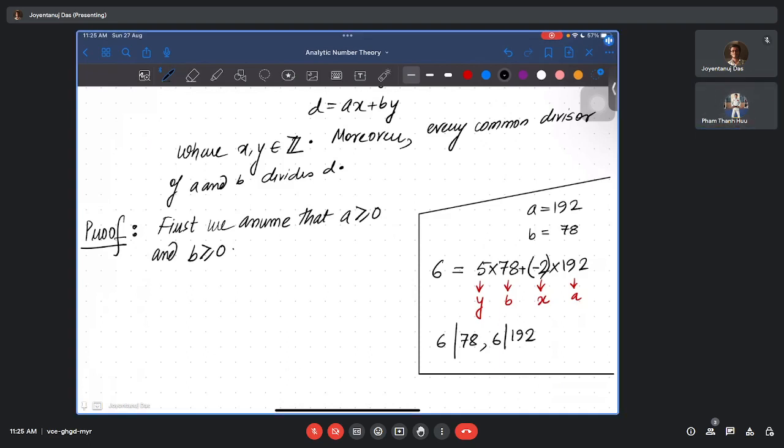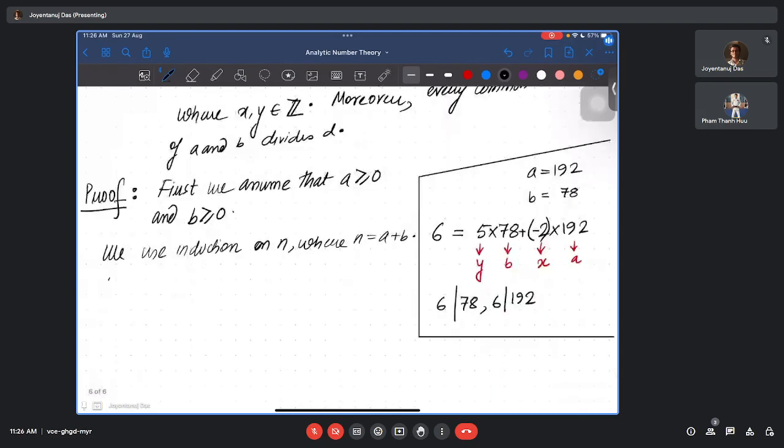Now we use induction to prove. Use induction on n, where n equals A plus B. So we'll use induction on A plus B. If n equals 0, since they are non-negative, A equals B equals 0, and then D is 0, right? We take D equals 0. So there is nothing to do.